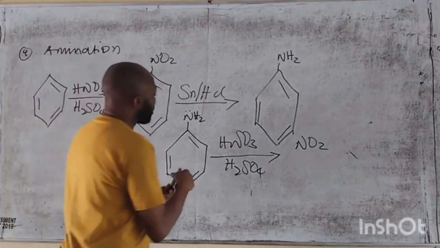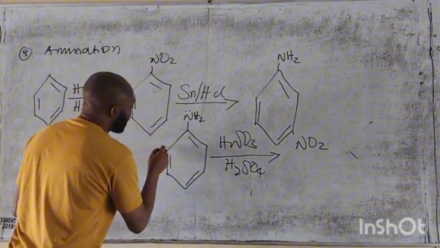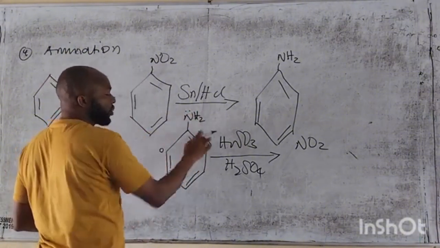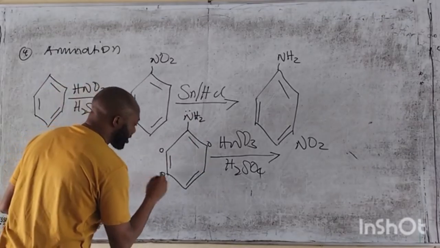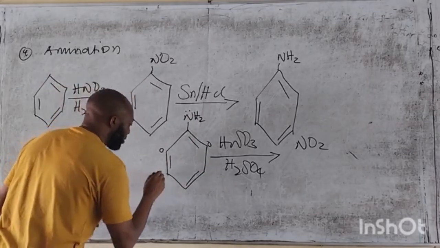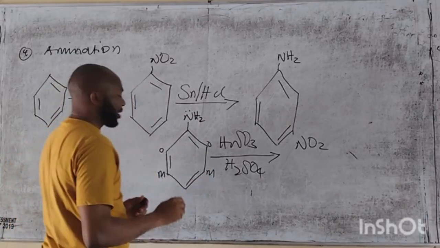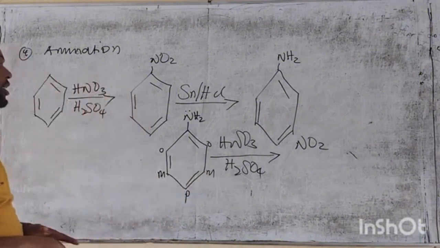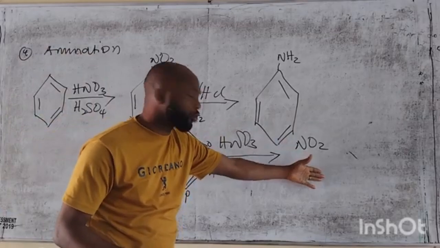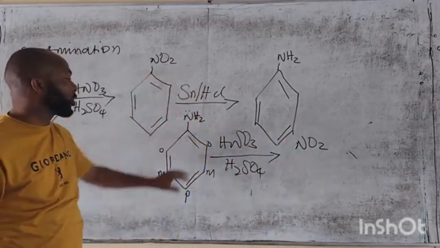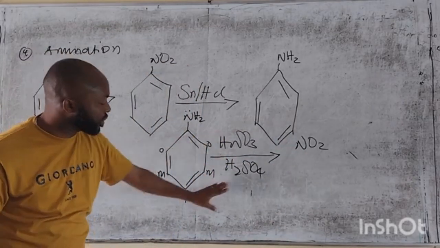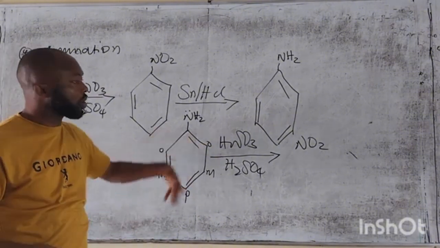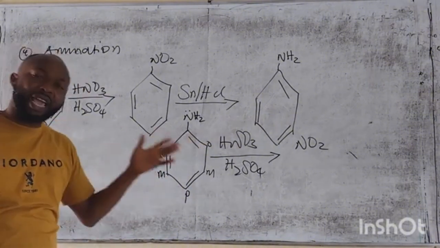Alright? So, first of all, don't forget, this is my 1, these two positions become ortho. These two positions become meta, and this is the para position. So, the question now is, the incoming group, which is the electrophile, is it going to go to the ortho position, or to the meta position, or to the para position? You can't just put it anywhere. You have to carry out one or two other reactions to know where it's supposed to go.